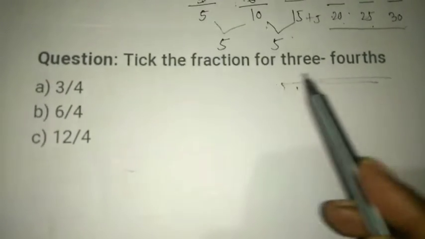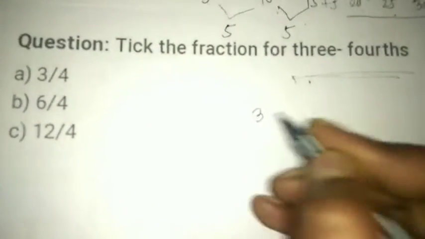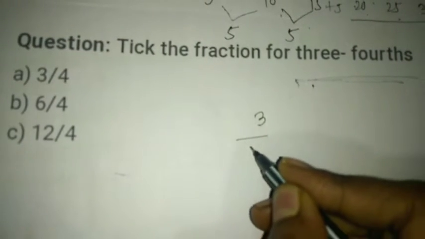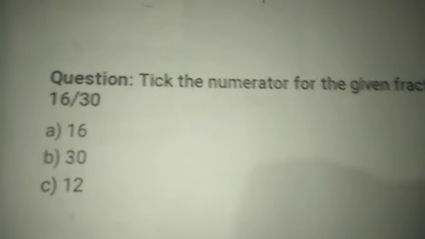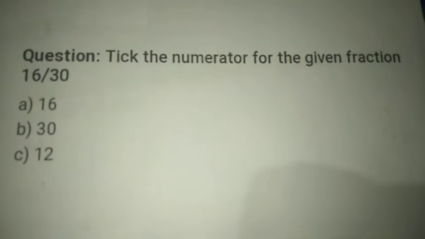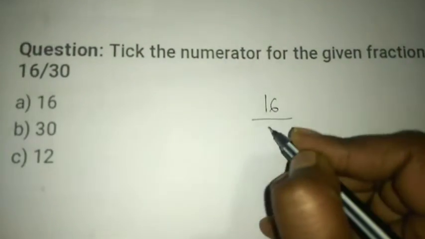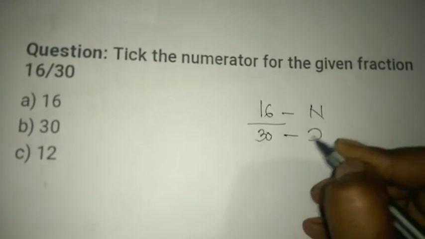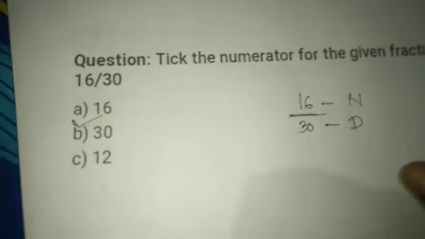Then take the fraction for 3/4. 3/4 means the numerator is 3 and the denominator is 4. So it is also option A. Then the next question: take the numerator for the given fraction 16 by 30. The given fraction is 16 by 30 and we know that this is the numerator and this is the denominator. So here the numerator is 16, which is also option A.